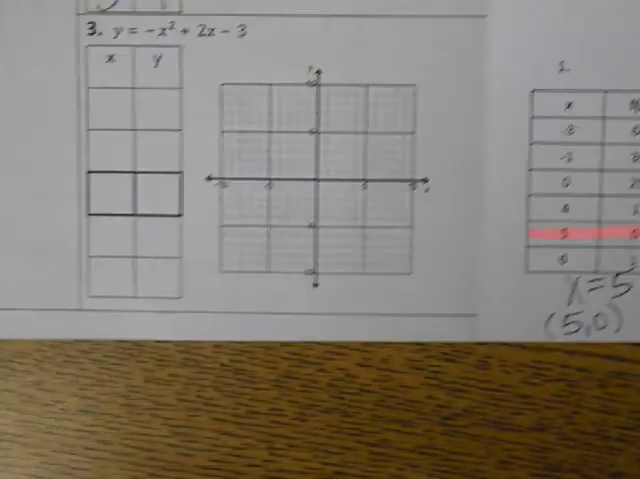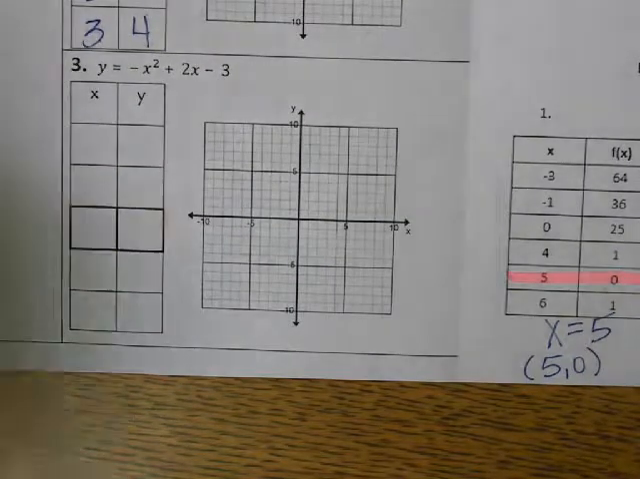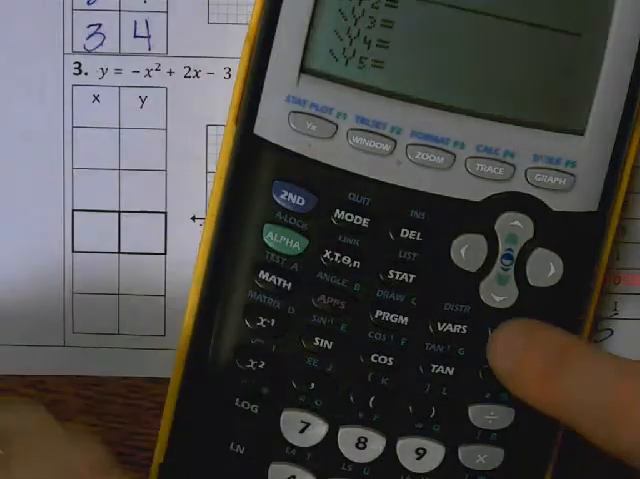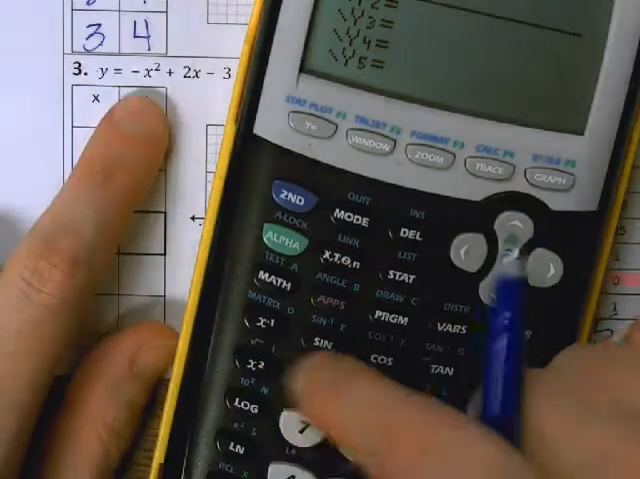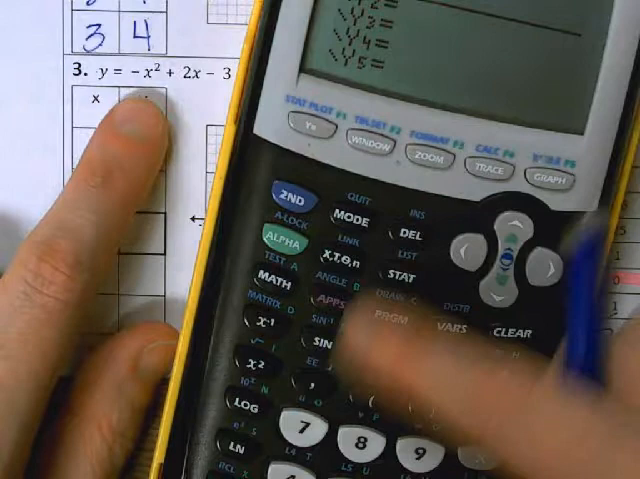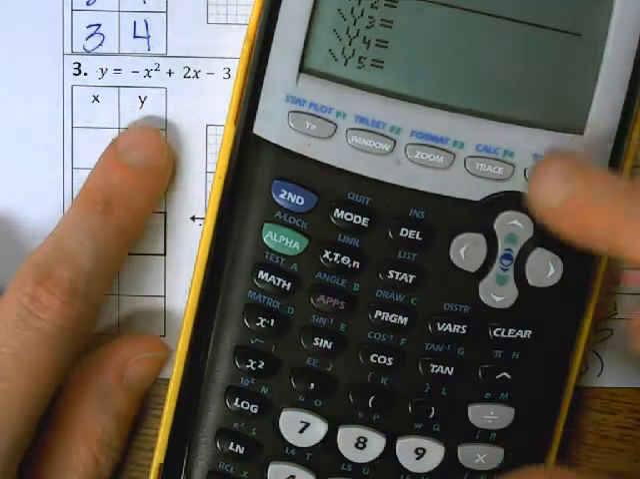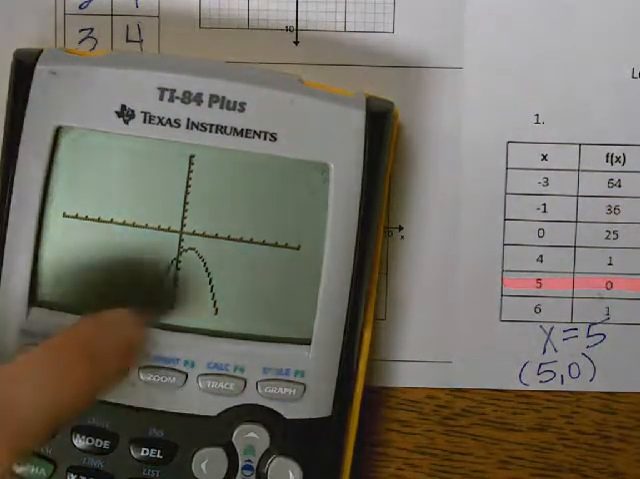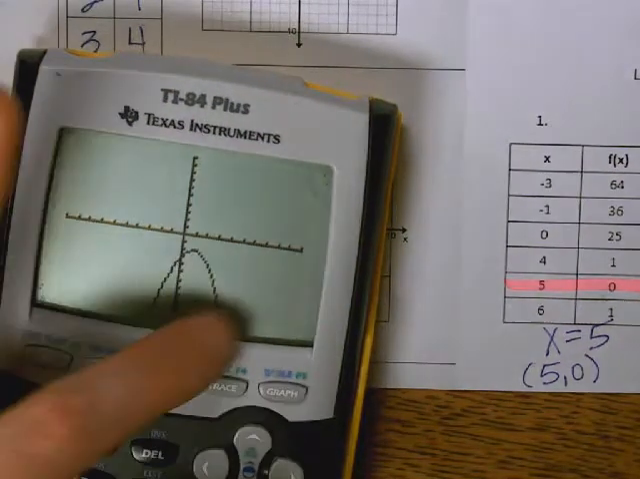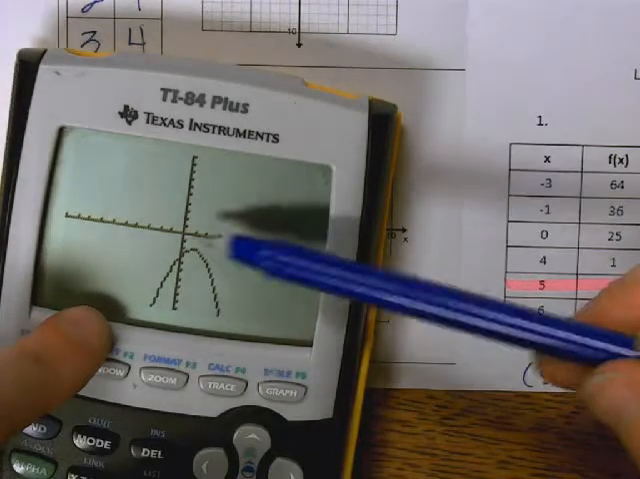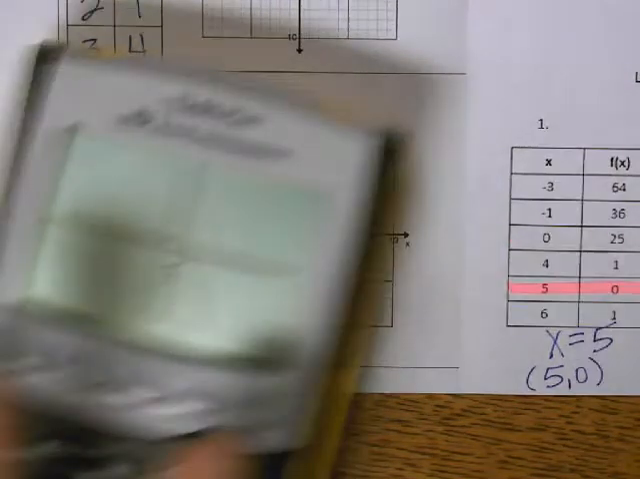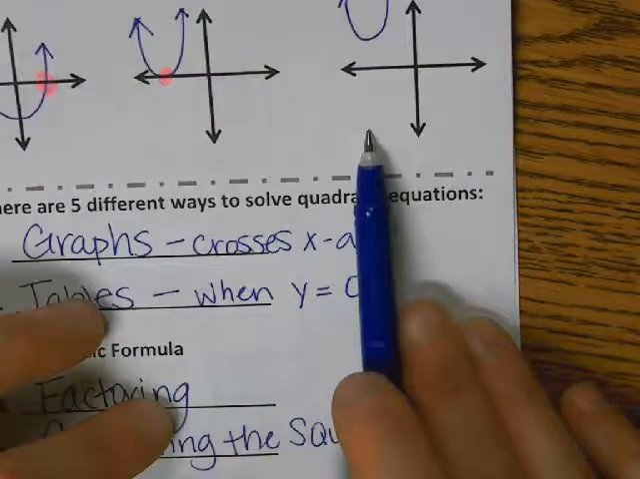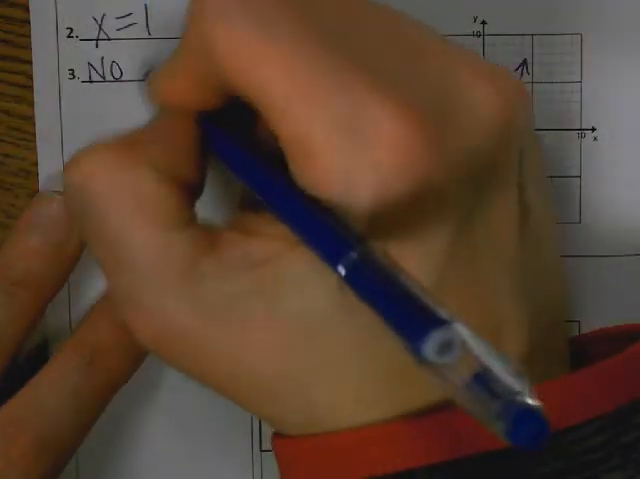Okay, number 3. So number 3, we're going to graph it again, and we're going to take a look at it. It says -x squared plus 2x minus 3. So then we're going to push graph, and we're going to see what our graph looks like. Oh boy, this one looks like a negative graph or a frowny face, and it's not ever going to touch the x-axis. So what did we say when it never touches the x-axis? We call that one no solution. Okay? So this one we say no solution.